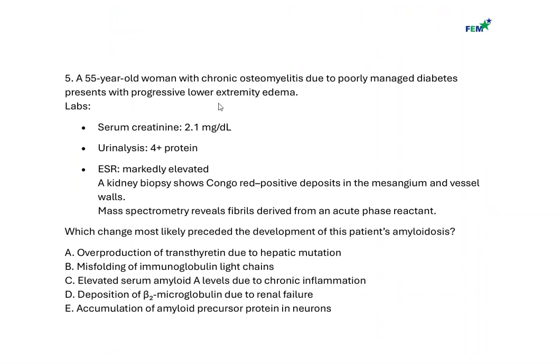A 55-year-old woman with chronic osteomyelitis due to poorly managed diabetes presents with progressive lower extremity edema. So there's a chronic inflammation, which is chronic osteomyelitis. Labs show serum creatinine of 2.1, urinalysis shows 4 plus protein, and ESR is markedly elevated. Kidney biopsy shows Congo red positive deposits in the mesangium and vessel wall. Mass spectrometry reveals deposition of fibrils derived from an acute phase reactant. Which change most likely preceded the development of this patient's amyloidosis?